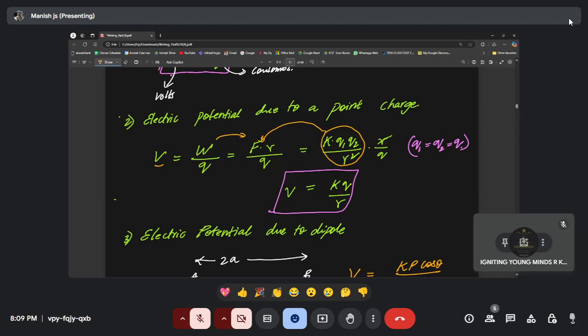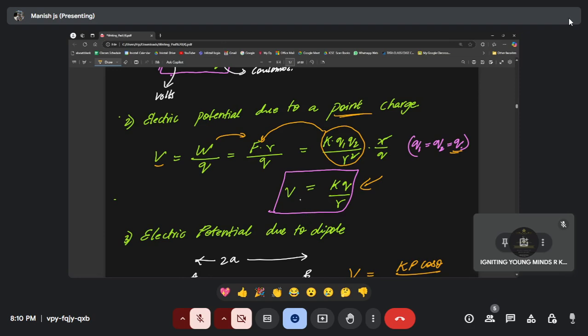Then I'm cancelling one R with R square, and Q1 and Q2 both are equal to Q because we are referring to a single point charge, not multiple charges. Therefore, I'm replacing Q1 and Q2 with Q. Upon doing so and simplifying, we get the relation for electric potential due to a point charge as V is equal to KQ by R, and that is how it came. So it's very simple and easy to understand.